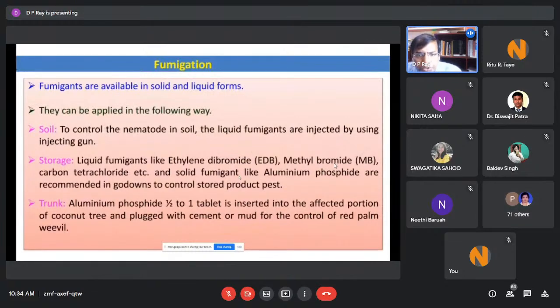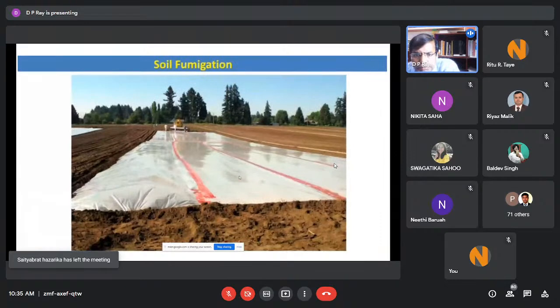Fumigants are available in solid or liquid form, and in soil, storage and trunk, it may be done. To control nematodes, we generally apply liquid fumigants like ethylene bromide, methyl bromide, carbon tetrachloride, etc. Solid fumigants like aluminium phosphide are recommended in godowns to control stored product pests. Half to one aluminium phosphide tablet is inserted into the affected portion of the coconut tree and plugged with cement or mud for the control of red palm weevil.